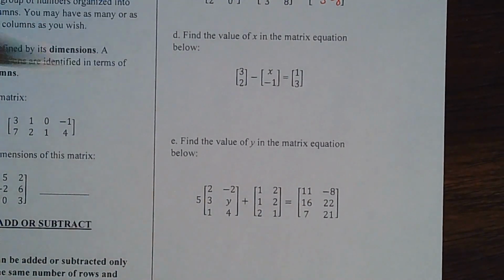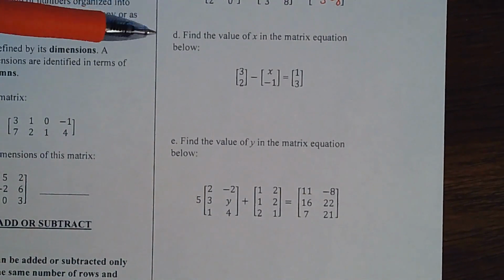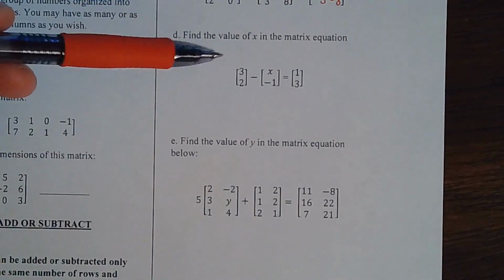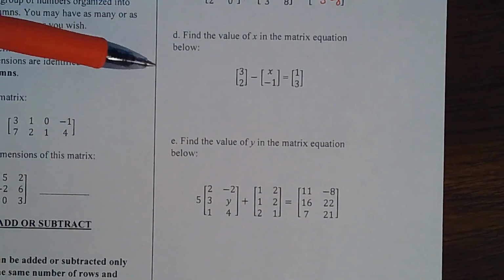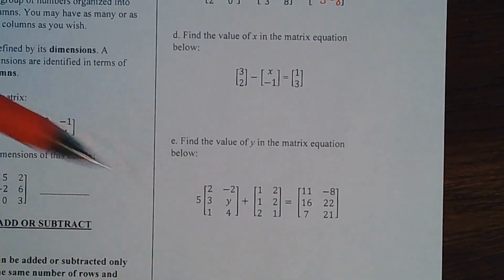The secret to doing these problems is to recognize that in order to find x, only the numbers that are in the same position as the x in the other matrices matter. The other numbers do not. Or only the numbers that are in the same position as the y matter. All of the other numbers in these matrices don't matter.